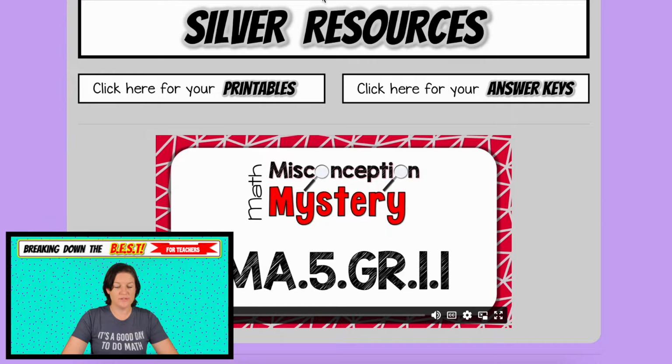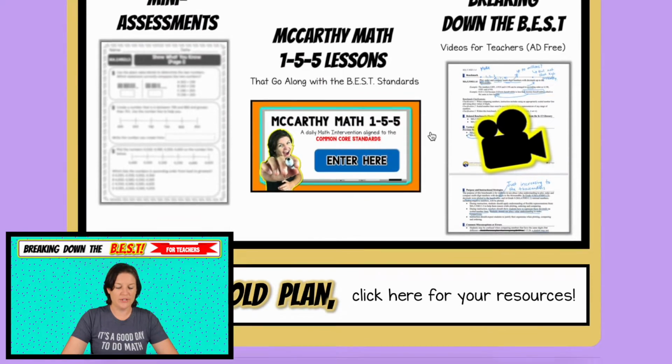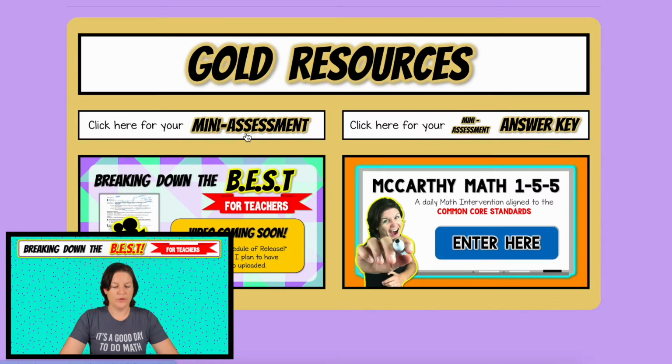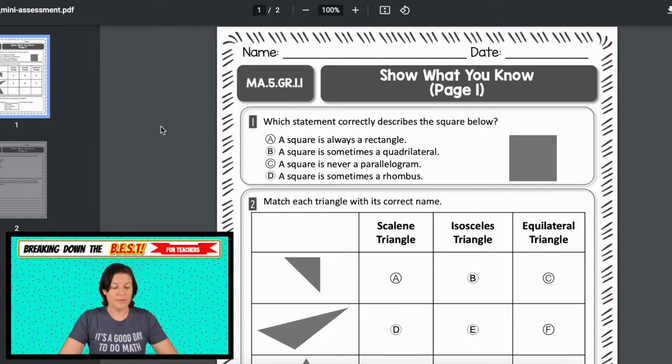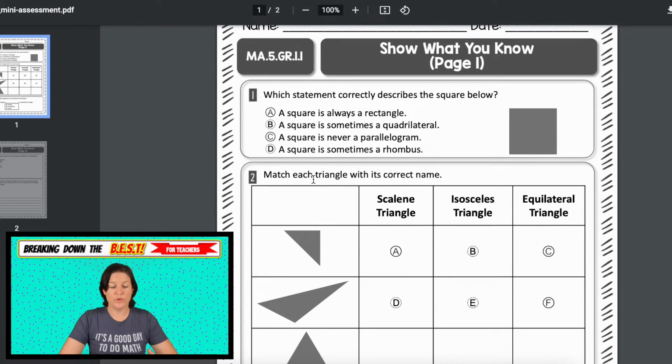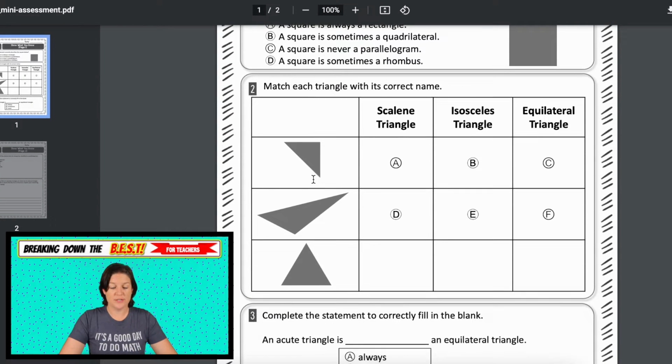And that is it for the silver. You've got answer keys right here too. And then if you have the gold plan, you have access to more. In the gold plan, you also have access to a mini assessment that's strategically aligned to the standard. They're typically about four to five questions, and I try to incorporate a variety of question types here.